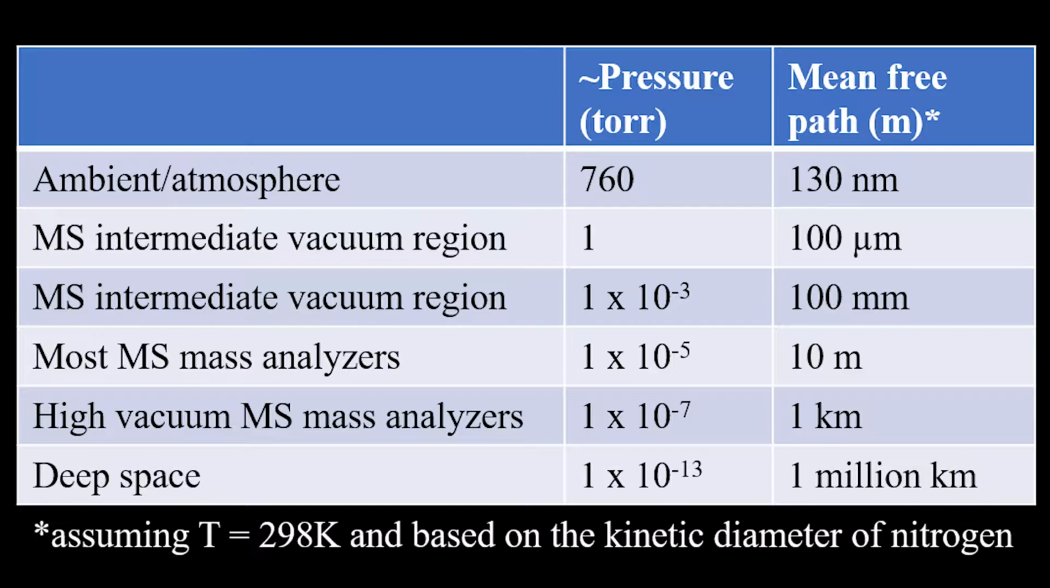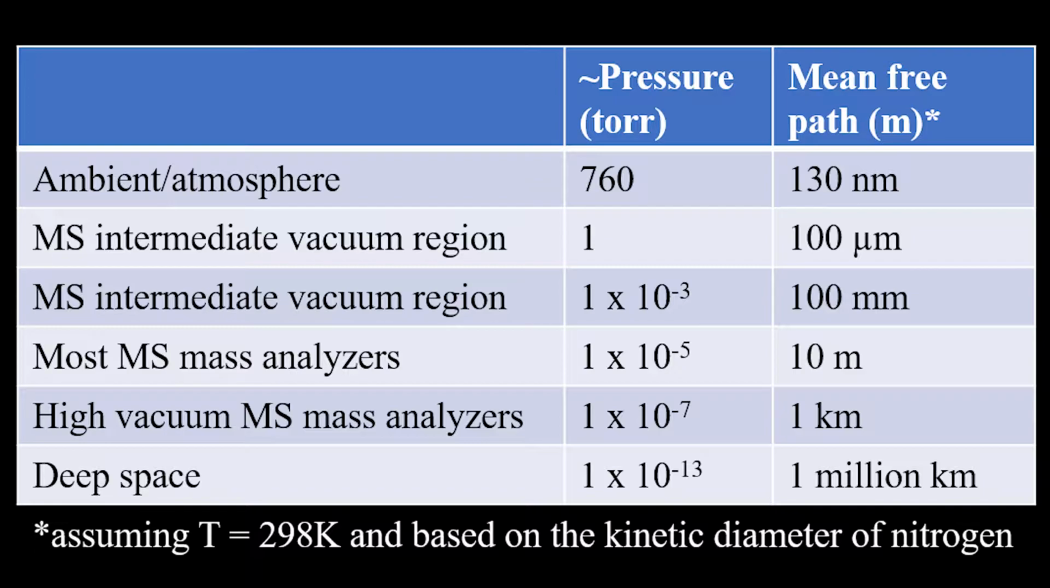It's going to crash into a lot of gas in atmosphere. There's a lot of gas running around in atmosphere. When you get to 1 torr, that's about the intermediate vacuum region of a mass spectrometer. That's in the region of what you guys were in when you had those vacuum desiccators in analytical. Now we're at 100 microns, a little bit longer, but still our gases are going to run into each other a lot. When you get down to 10 to the minus 3 torr, by the time you get to where most mass analyzers are in mass spectrometry, 10 to the minus 5th and 10 to the minus 7 torr, it's much less likely that these things are going to have collisions with each other.